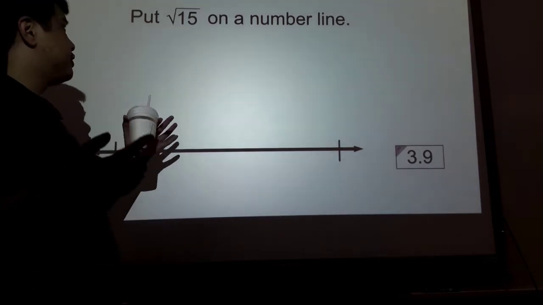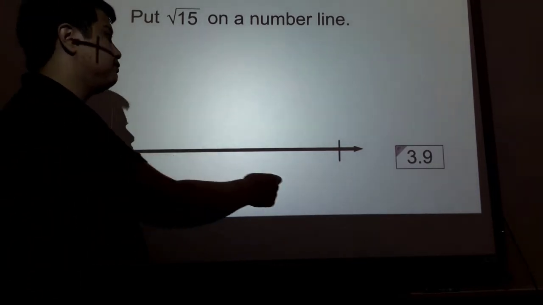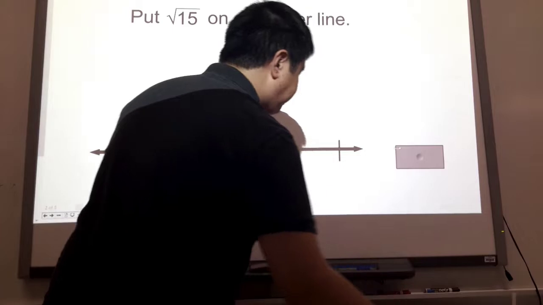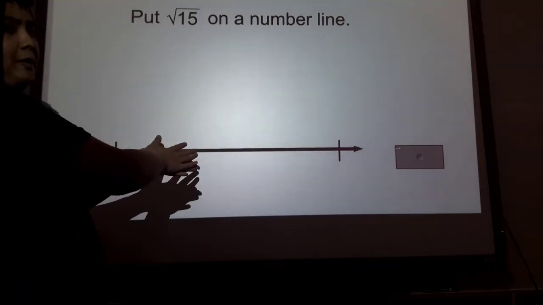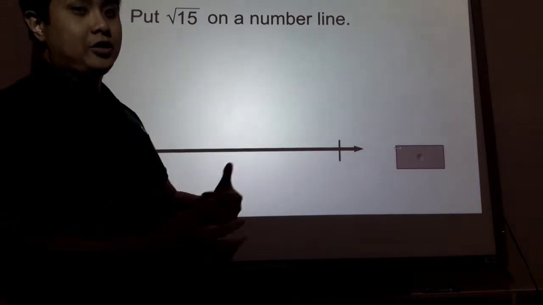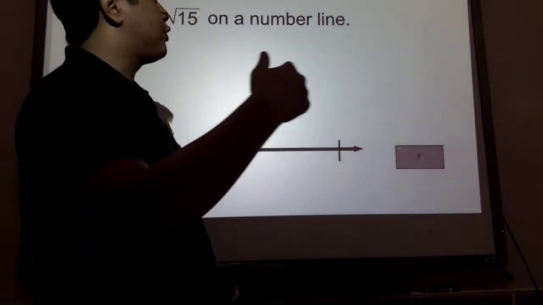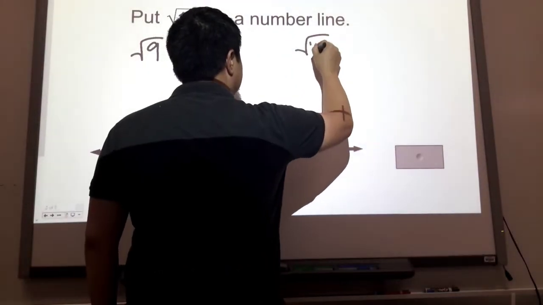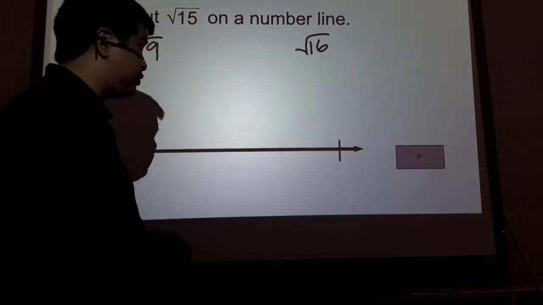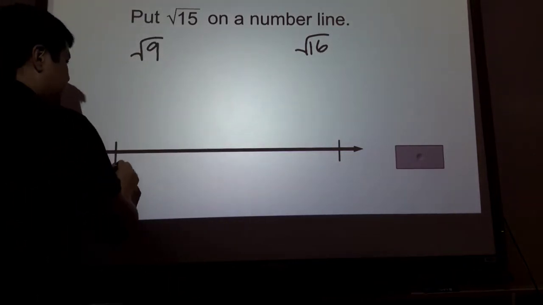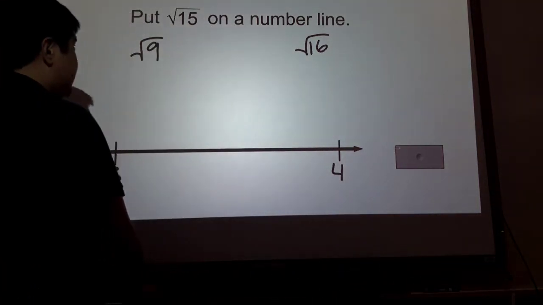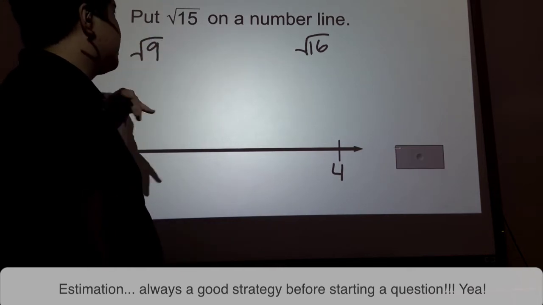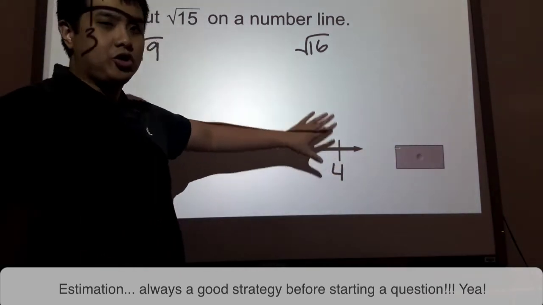Our first job is to put the square root of 15 on a number line. And you know the answer already, but let's continue. So, what we do know about the square root of 15 is that whatever the value is, it's going to lie in between the square root of 9 and the square root of 16. And the square root of 9 is 3, and the square root of 16 is 4. And because 15 is only one digit away from 16 and it is 6 digits away from 9, we can safely assume that it's going to be pretty close to over here.